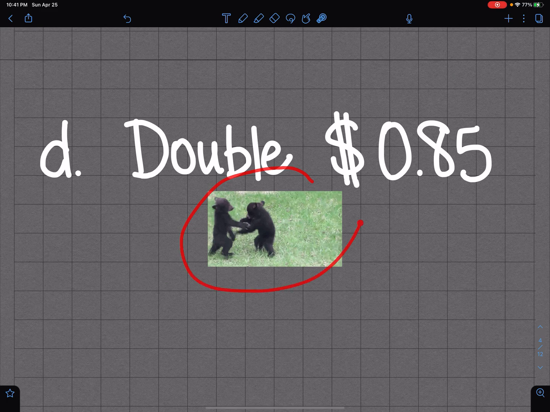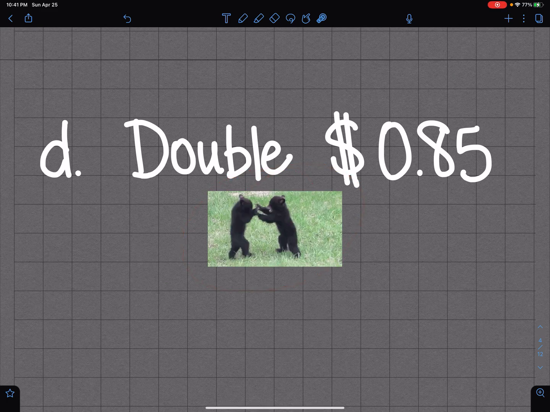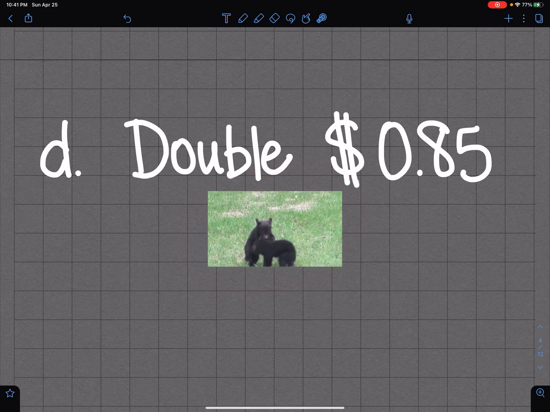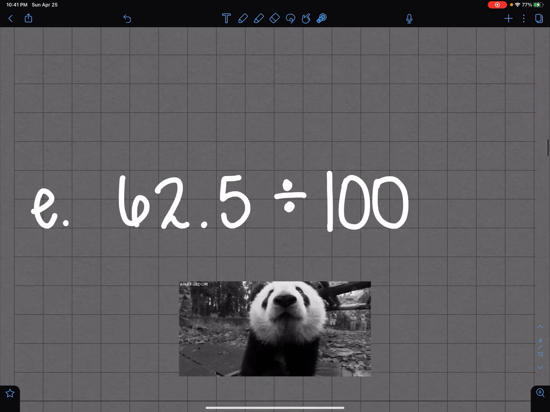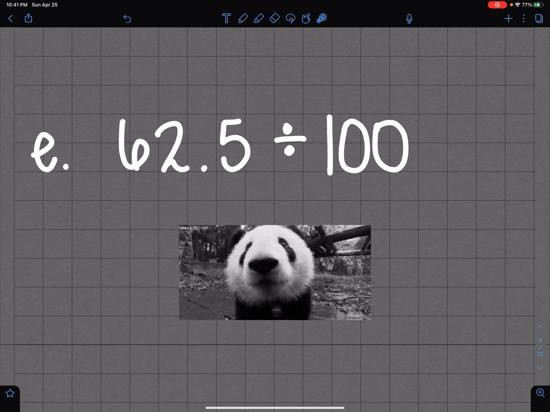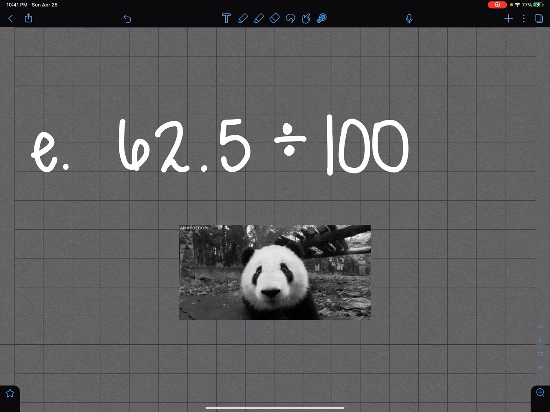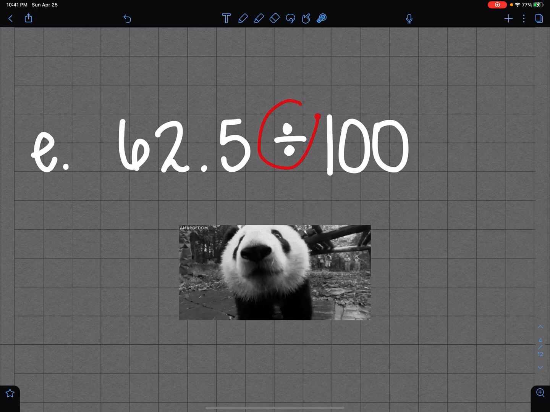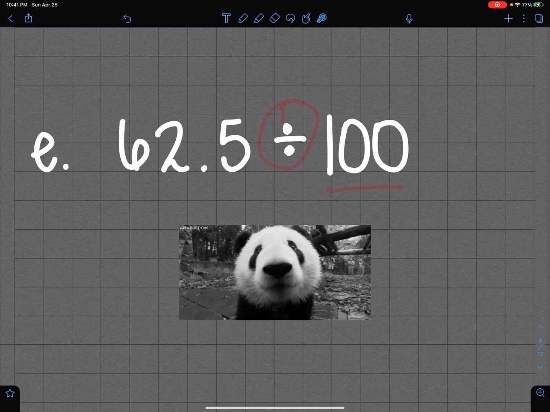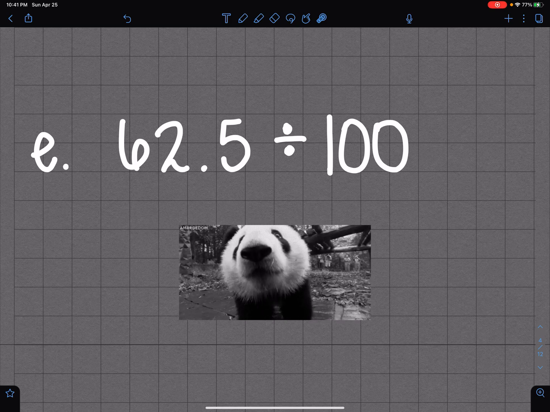Just like we're doubling those bear cubs. They're so cute. I think they're just playing. All right, E, what is 62.5 divided by 100? That's a tricky one. When we divide, we're going to make that number smaller, right? We're going to move that 2 decimal points.